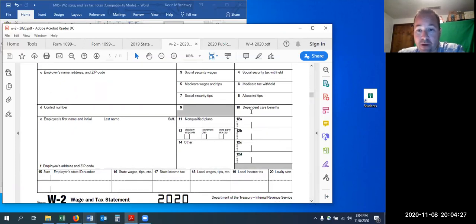We're going to come down here to box 10, dependent care benefits. This is if you put money aside into a flexible spending account for dependent care, it's going to show up here because that's going to be an important amount for other places on your tax return. When you start talking about the child and dependent care credit, that's going to come into play here. And did you spend it all, different things like that. So it is important that it goes on there.